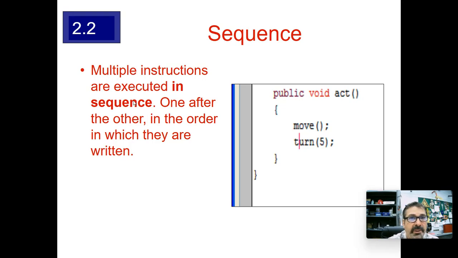Multiple instructions are executed in sequence, one after the other in the order in which they are written. Write that down. So basically, what's it going to do first? Your little crab is going to move, and then he's going to turn. And because it's in the act method, it's going to go again. He's going to move, and then he's going to turn. In that order, it's kind of obvious, but that is called the sequence structure.